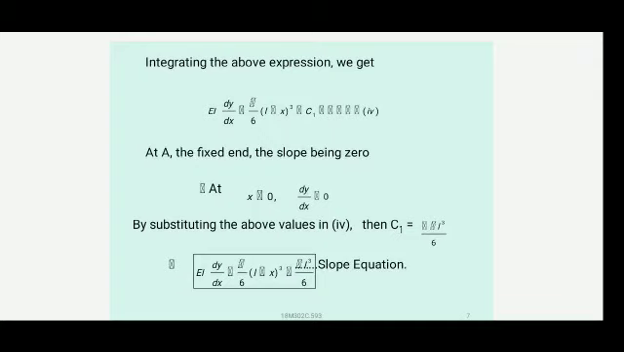We can substitute in equation number 4, that is EI dy by dx is equal to w by 6 into (L minus x) cube minus w into L cube by 6. This is the slope equation. Once again we can integrate the slope equation with respect to x, we can get the deflection.